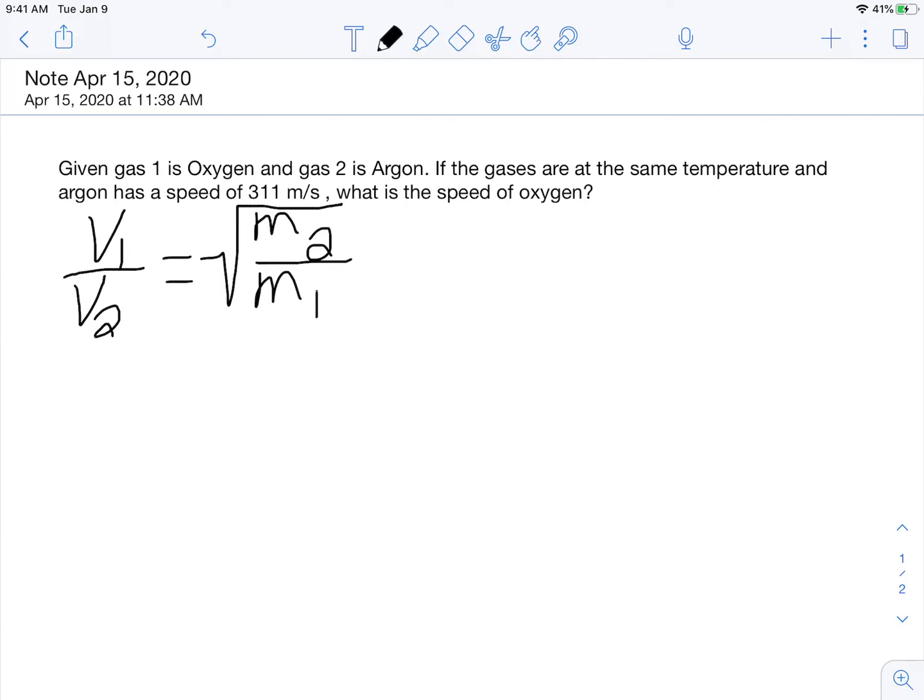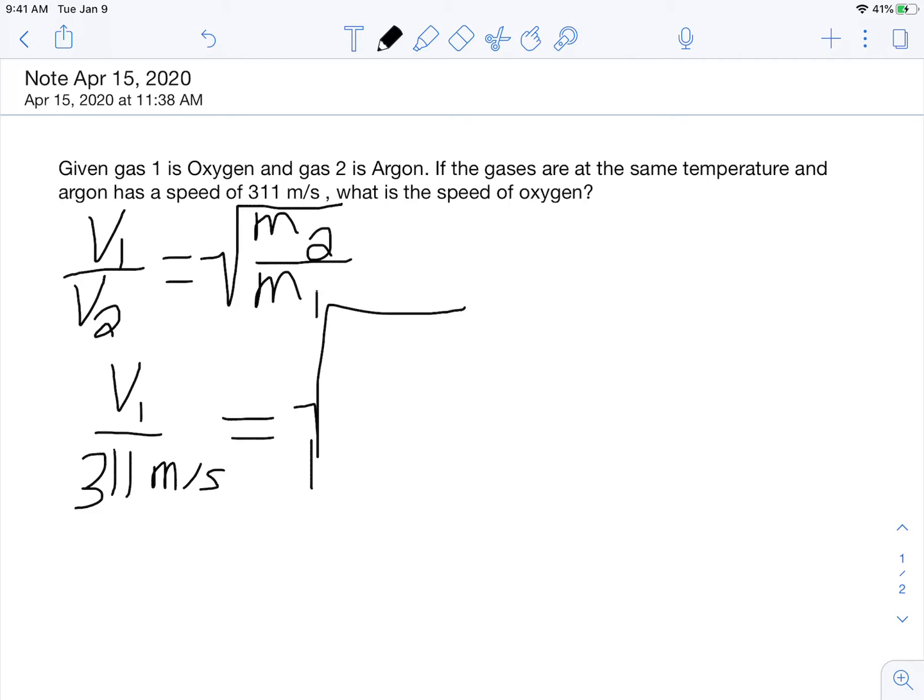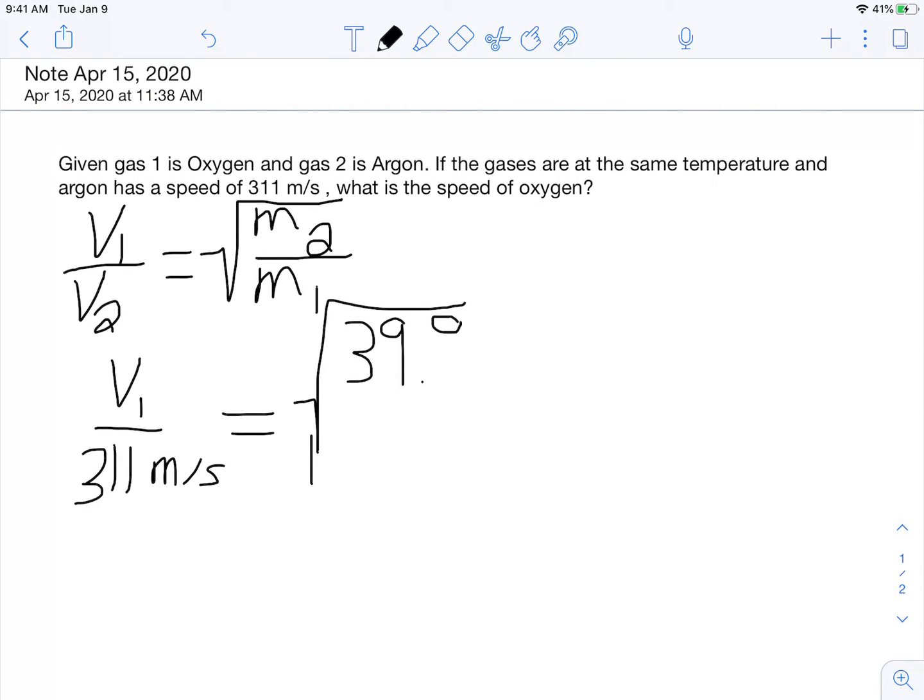So just plugging in then what we know, I gave you V2. So I'm going to write V1 over 311. So that's going to be the left side. On the right side, sorry, my square root got a little big there, that's okay. Molar mass of 2. So I would need to look up the molar mass of argon. In this case, it is equal to 39.95. Then on the bottom, the molar mass of oxygen.